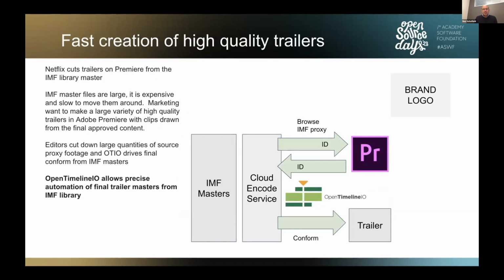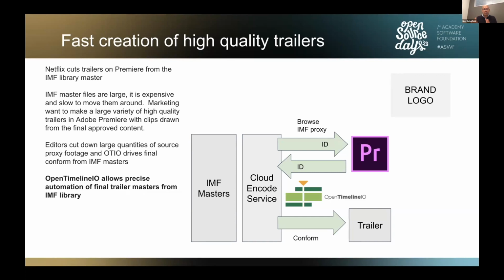Here's another example, which is again pretty simple, and this is another part of the chain. This is when marketing, with a finalized master, want to create trailers, and this is an issue of finding the right content and then getting it out in the right resolution. So you'll have your IMF master library, but these are massive files for the highest quality rendition. So what Netflix have done is create a cloud encode service. That IMF library can be browsed as a set of proxies, and a Premiere user can browse and download that IMF proxy.